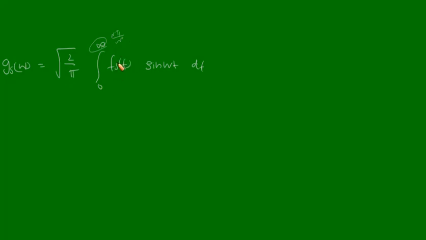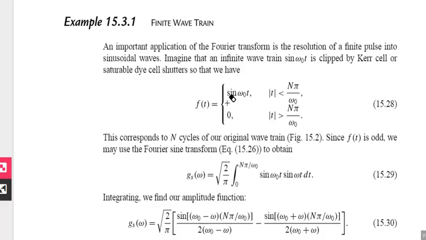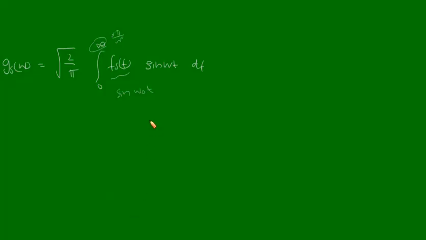And what is f(t)? Our f(t) is sin ω0t, and the upper limit t is nπ/ω0, which we substitute. So this can be written as Gs(ω) = √(2/π) times the integral from 0 to nπ/ω0 of sin ω0t sin ωt dt.